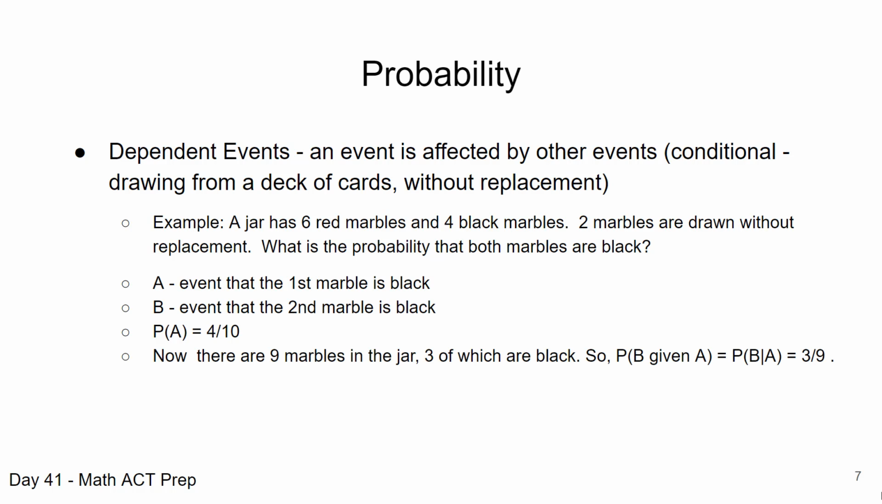Now we only have 9 marbles left in the jar, and only 3 of those are black. So the probability of B, the second marble being black, given A, that the first one was black, we have this notation here of the probability of B with a line down A. That means conditional probability. The probability of B given A is 3/9. So we want to look at the probability of A and B, both of these occurring. We're just going to multiply these two together, and we get 2/15.